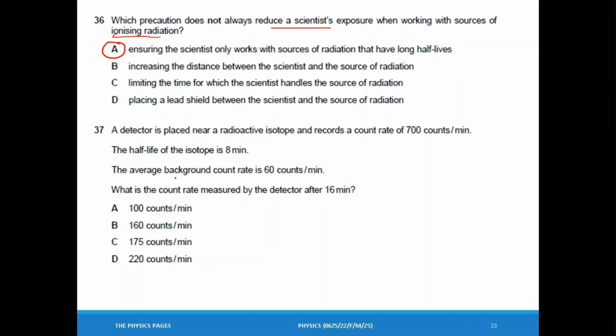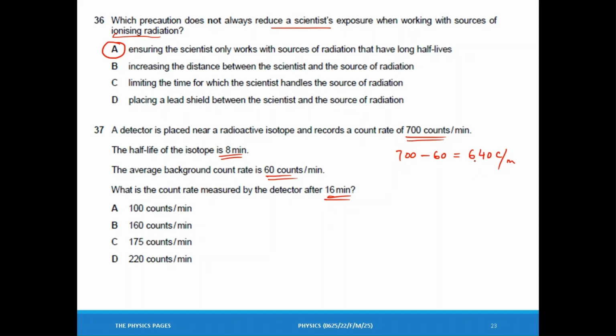Number 37: a detector is placed near a radioactive isotope, records 700 counts per minute, and the half-life is 8 minutes. Background radiation is 60 counts per minute. What is the rate after 16 minutes? 8 minutes is the half-life, so in 16 minutes you have two half-lives. What is the actual number of counts when we subtract the background counts? So the actual count rate is 600 counts per minute.